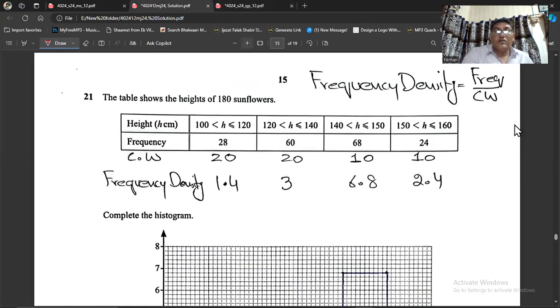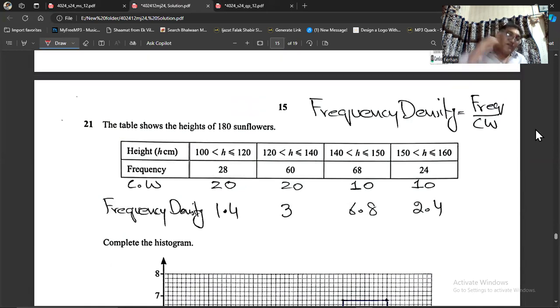So the frequency density is equal to the frequency divided by the class width. I will find the class width here: 20, 20, 10, and 10. So divide the frequency by the class width. 28 divided by 20 is 1.4. 60 divided by 20 is 3. 68 divided by 10 is 6.8. And 24 divided by 10 is 2.4.